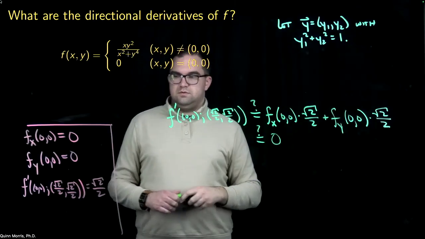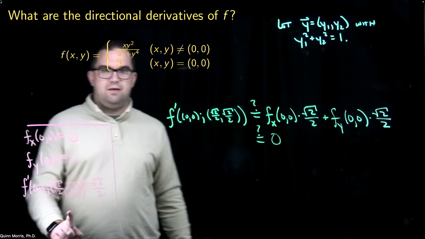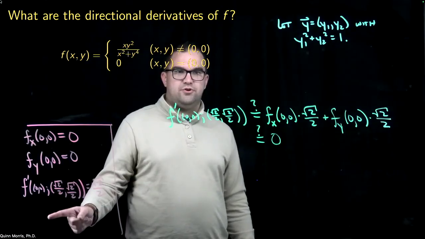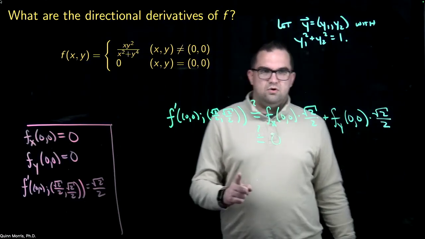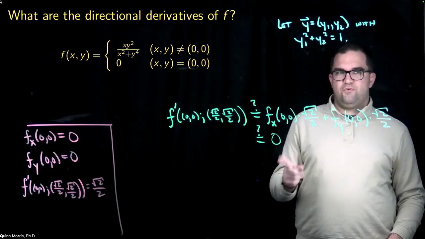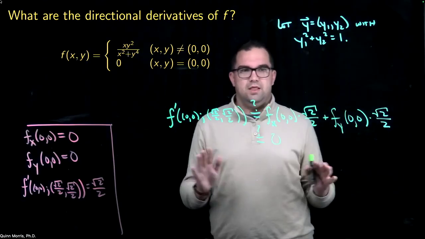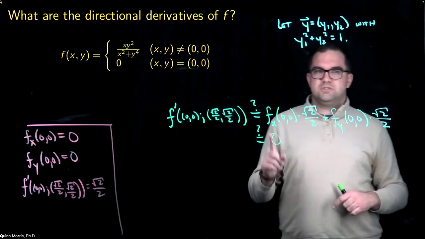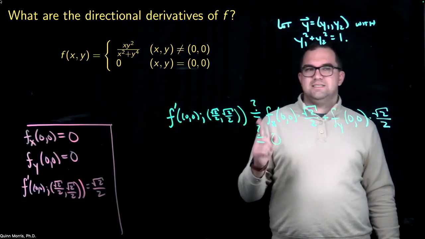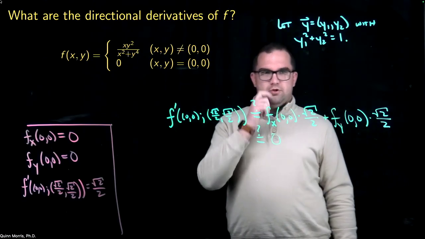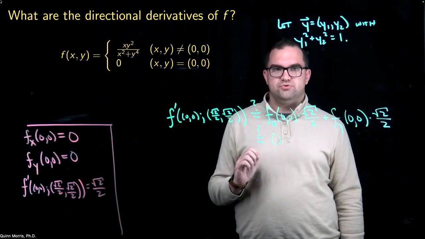So something's going on here. Either I've messed up using my limit definition of the derivative, or there's something about this formula. This is a formula you would have used in Calc 3. I'm not making up this formula. But somehow this formula is not valid for this particular example. One of those two things has to be true.